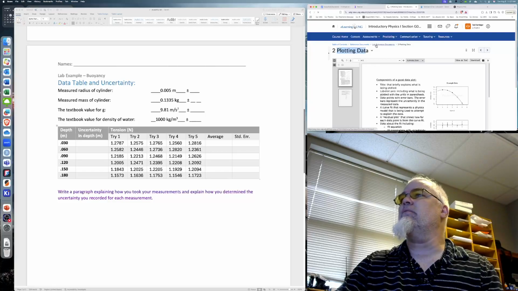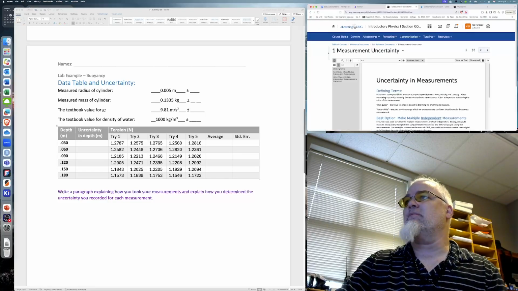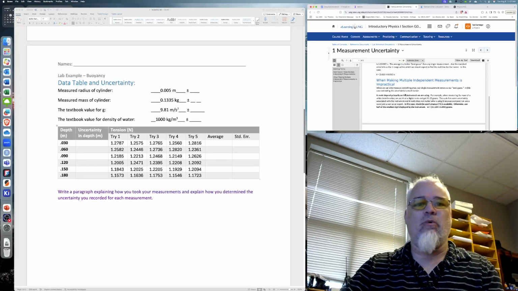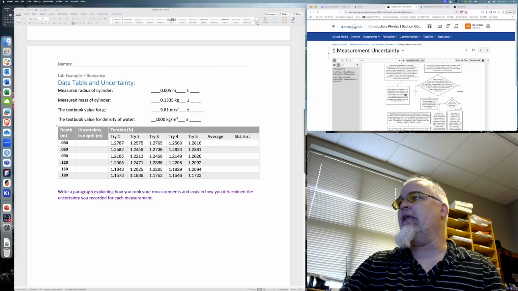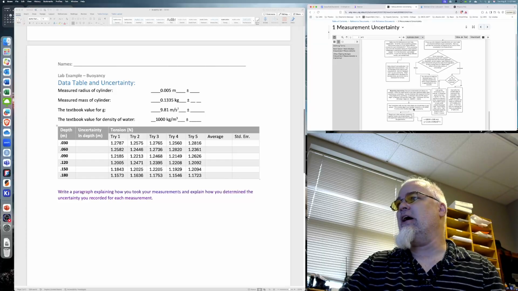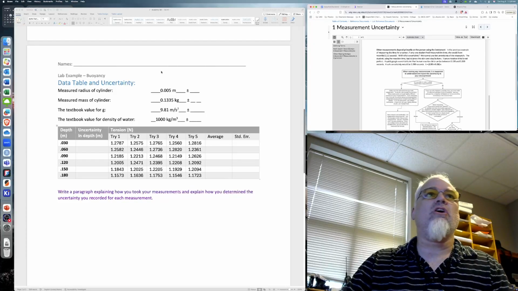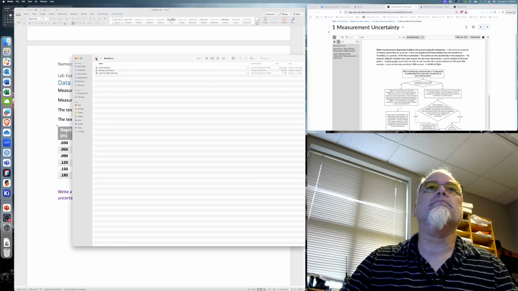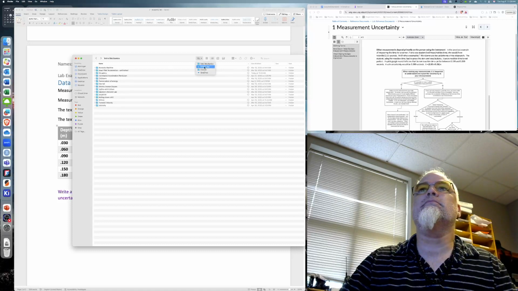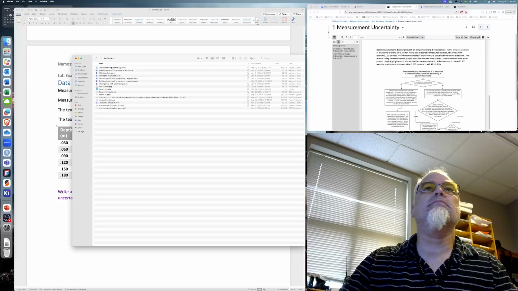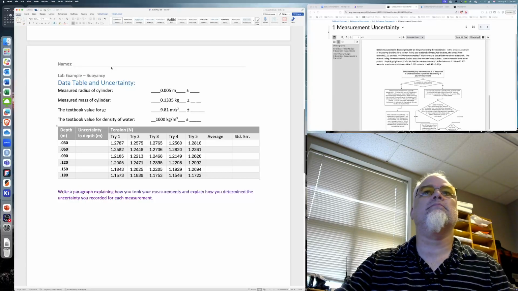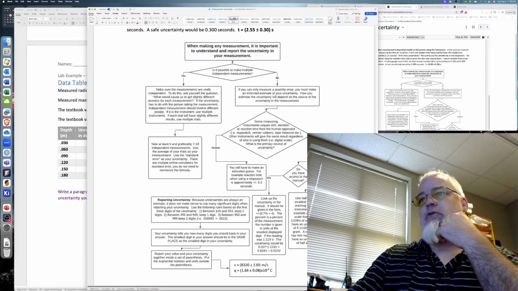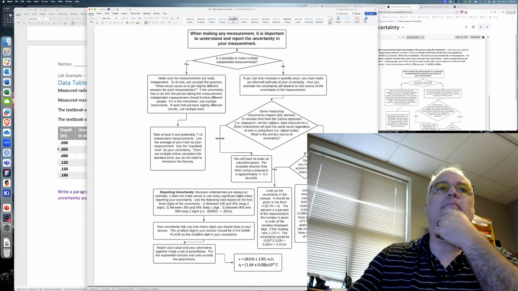Okay, but right now, we're looking at measurement uncertainty. And so there's a whole document here on how to know what your uncertainty is when you measure something. And I really like this flowchart at the end. I think it's really useful. So let me open up that flowchart a little bit bigger. And I'm not going to go through this whole flowchart in this video, but let's do it at least once.